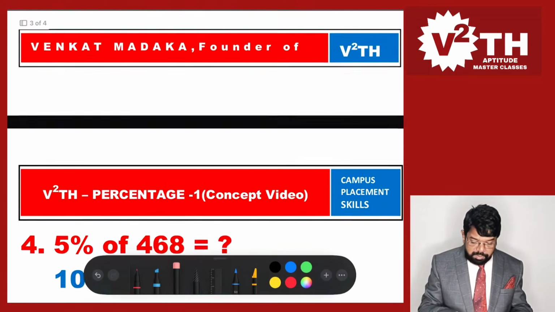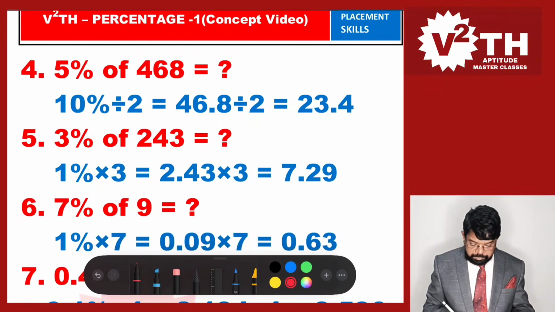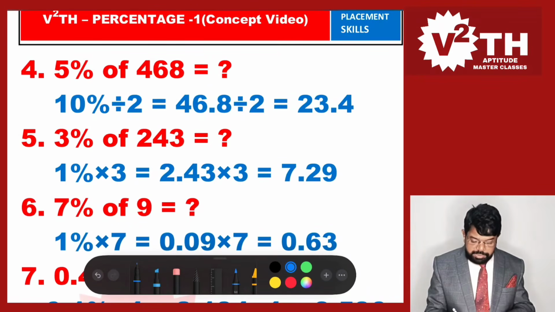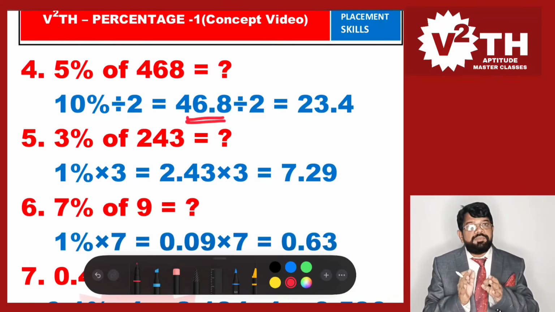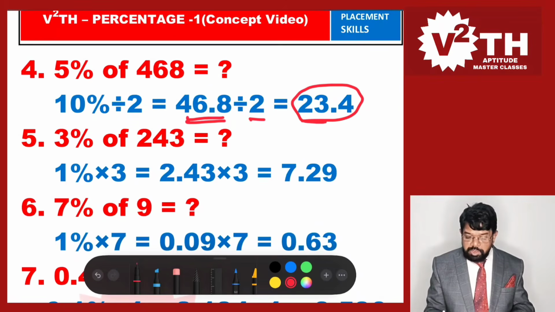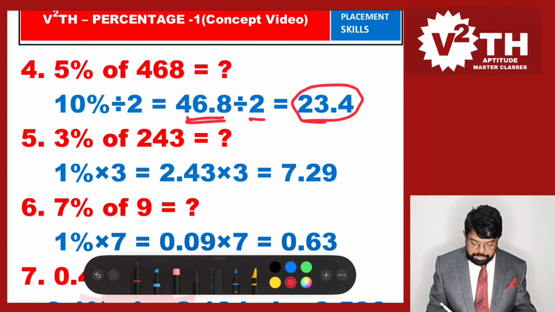Now observe one more example, example 4. 5% of 468. What I said, how can you calculate 5%? Take the 10% value in your mind, and half of that by 2. In 468, what is 10%? 46.8. Half of that, divided by 2, what happened? 23.4.